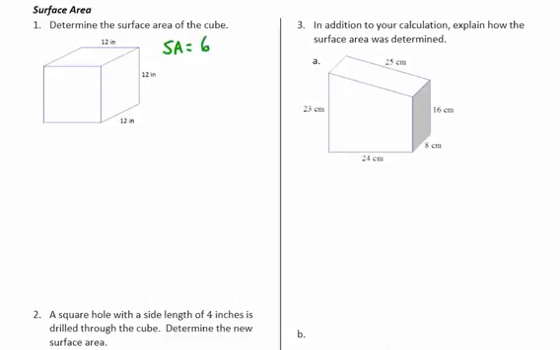So we take 6 and multiply by the formula for a square. That will give us the surface area of the whole thing. So in this case, all sides are 12. So 6 times 12 squared is 144, times 6 is 864 inches squared.